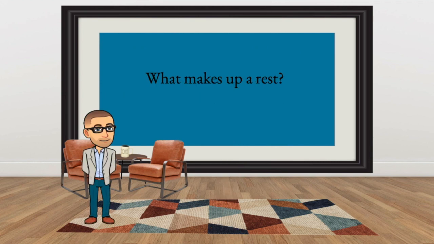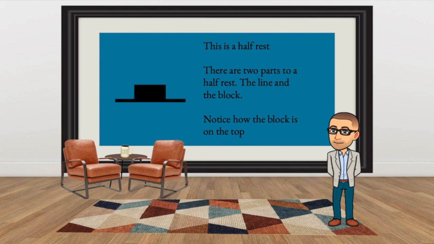What makes up a rest? Specifically here, we're talking about the half rest. A half rest looks like this. There are 2 parts to a half rest, just like there were 2 parts to a whole rest: the line and the block. Now, with the whole rest, remember, the block was on the bottom of the line. For a half rest, though, the block is on top of the line. I like to think of a half rest as kind of looking like a hat, or a mound of dirt on land, but it is the opposite of a whole rest. It's a half rest that sits on top.